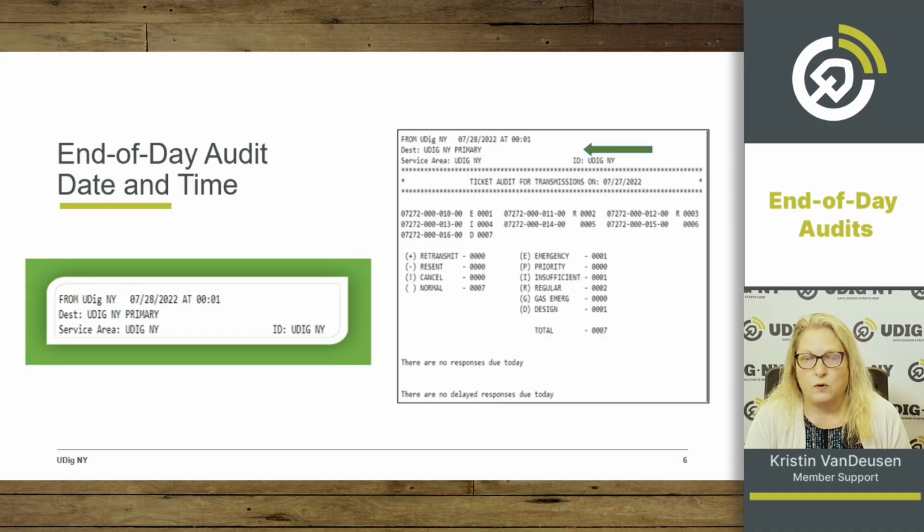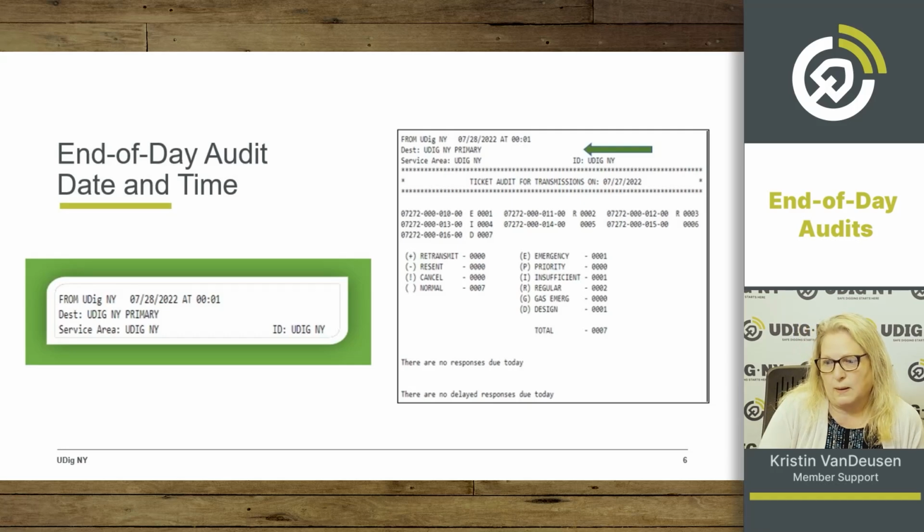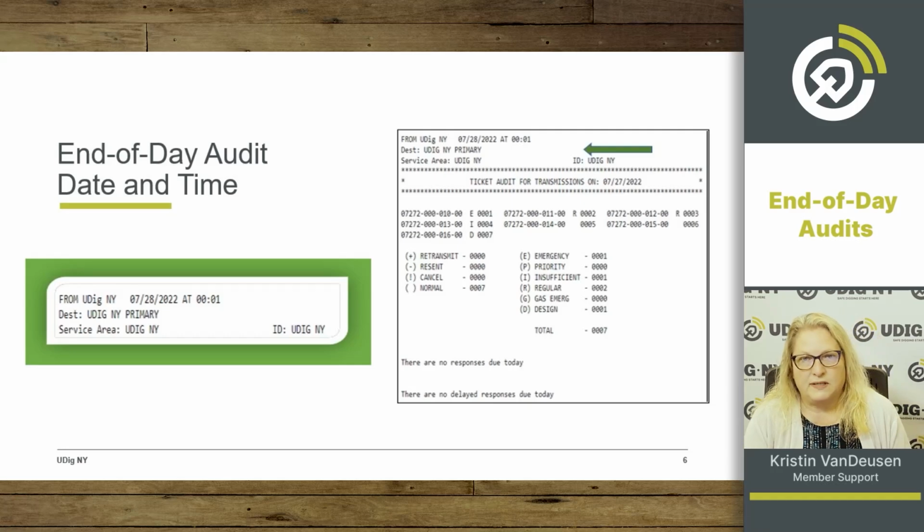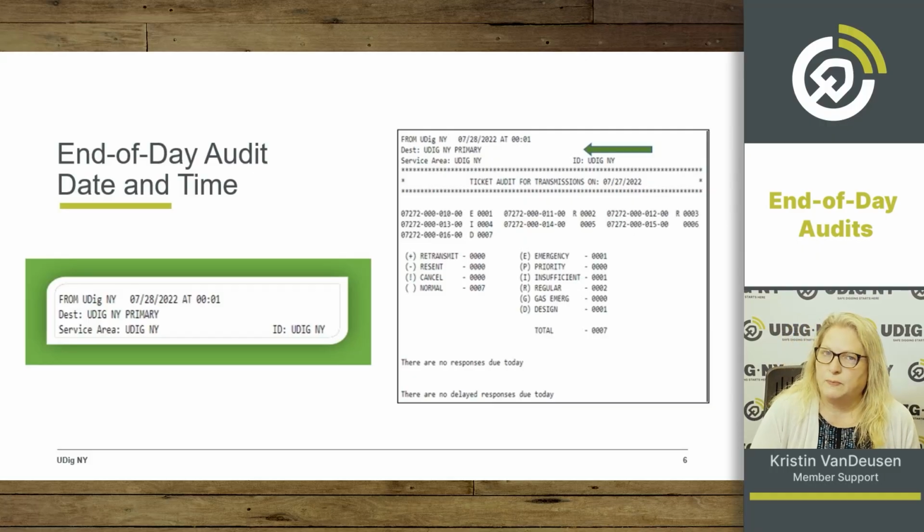Starting at the top left corner, you will find the date and the time the audit was created, the day it was sent, and that it is sent from UDIG-NY. Please note this date is the transmission date and not the date the audit information is for. The service area ID is also included, and this will be helpful, especially if you manage several service areas.